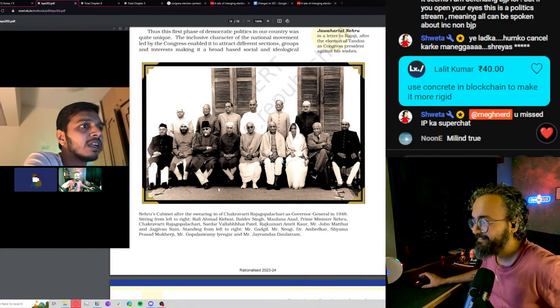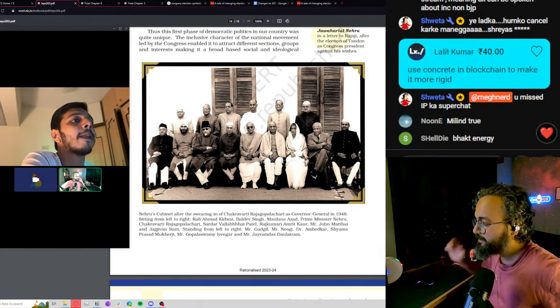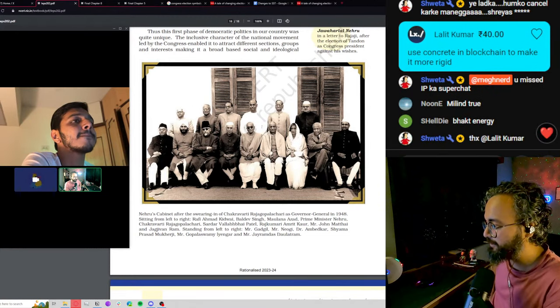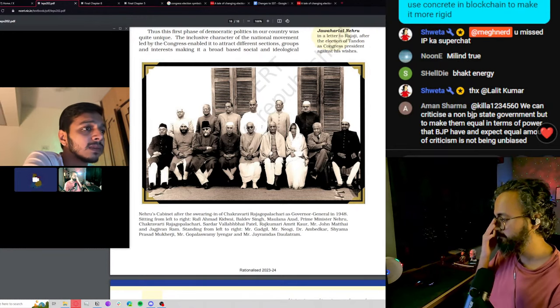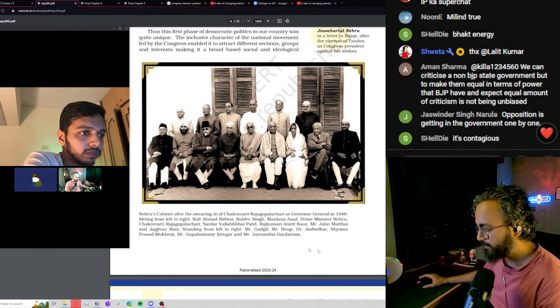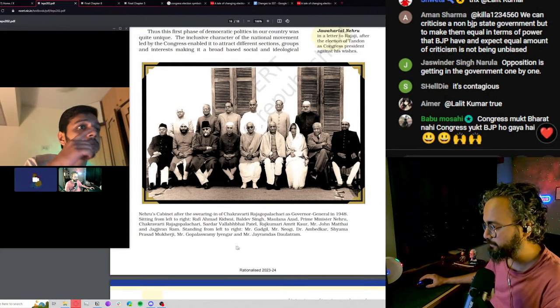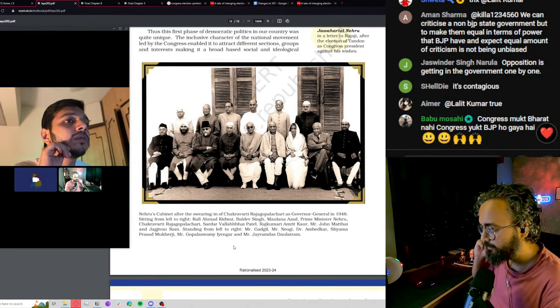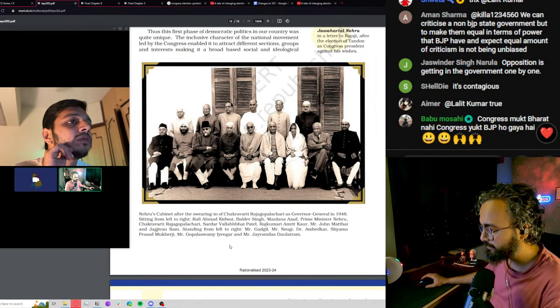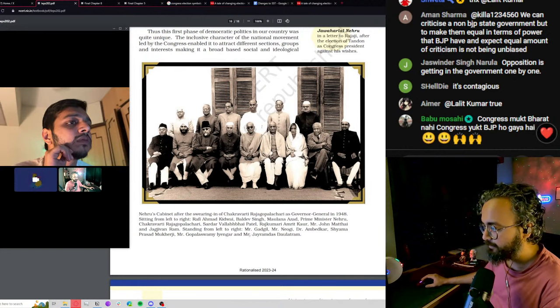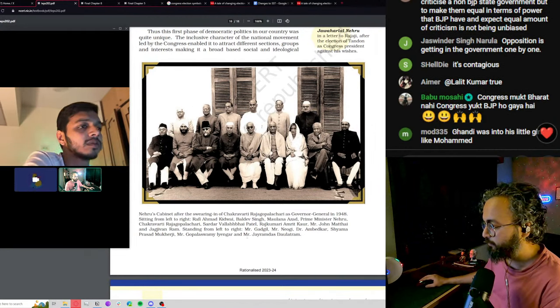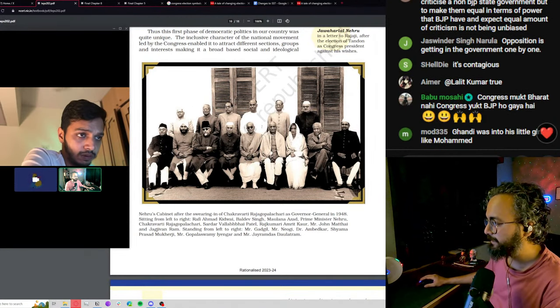Huh? Yeah. So there is Nehru's cabinet picture there. Below, there is Dr. Ambedkar. There is everyone. Shama Prasad Mukherjee is there. Vallabh Bhai Patel is there. Yeah.